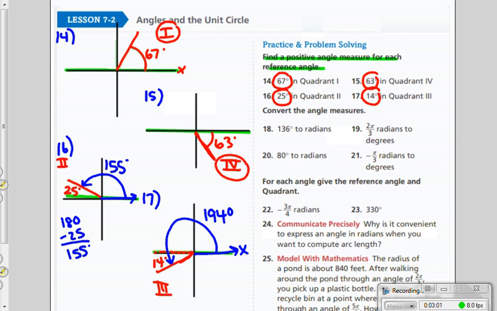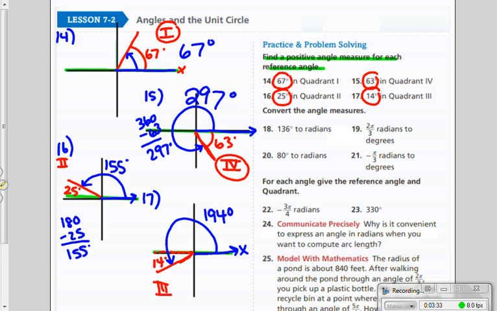For 15, we want to start at the positive x-axis and rotate almost all the way around until we get to this red line. So for this one, we'll do 360 minus 63 to get 297. So 297 is your answer for number 15. And then finally, for number 14, the standard position angle is going to be the same as the reference angle. So 67 degrees is the answer for number 14.